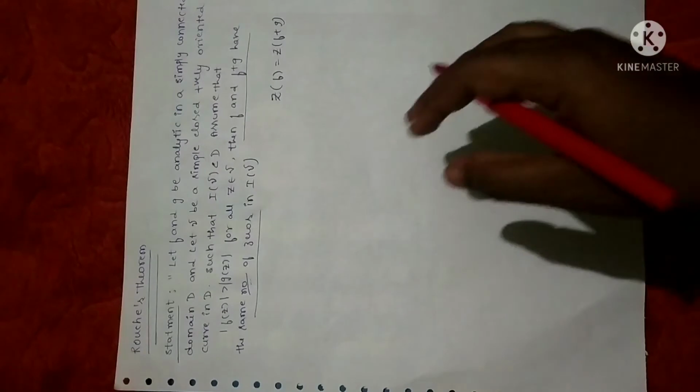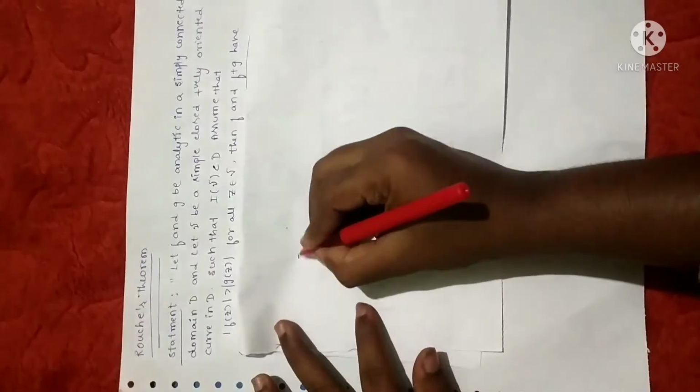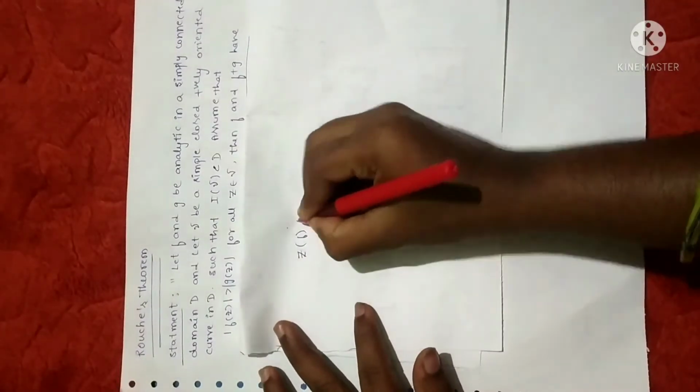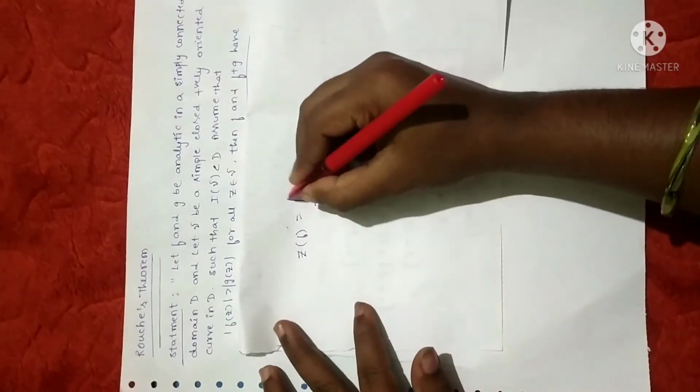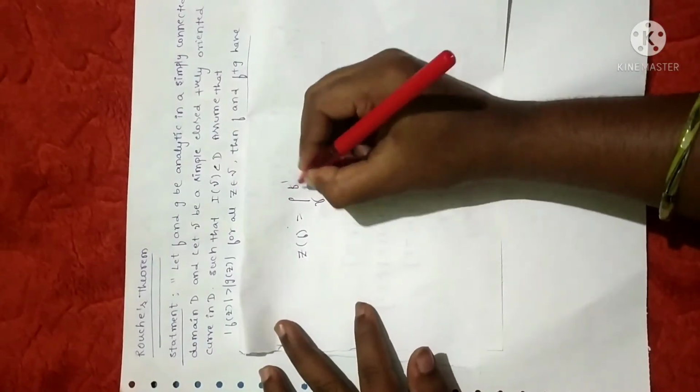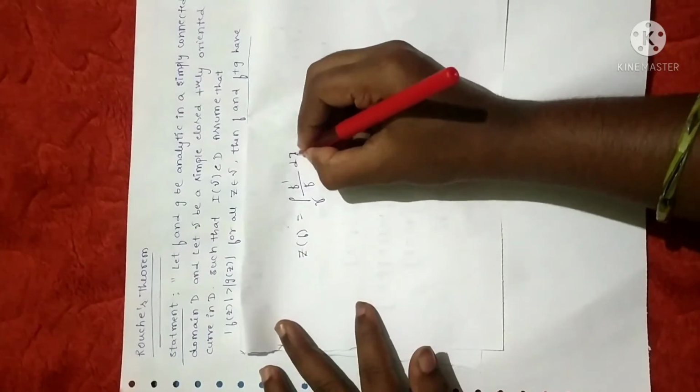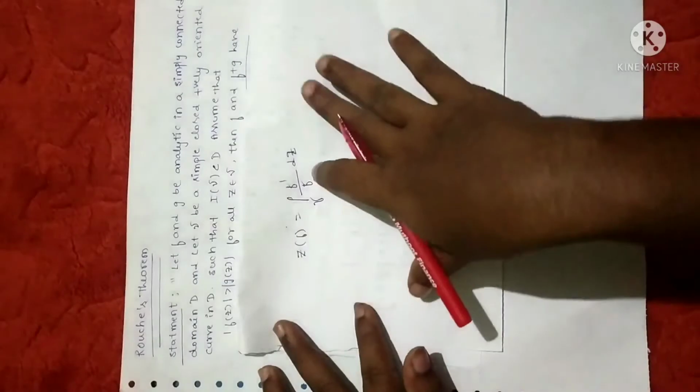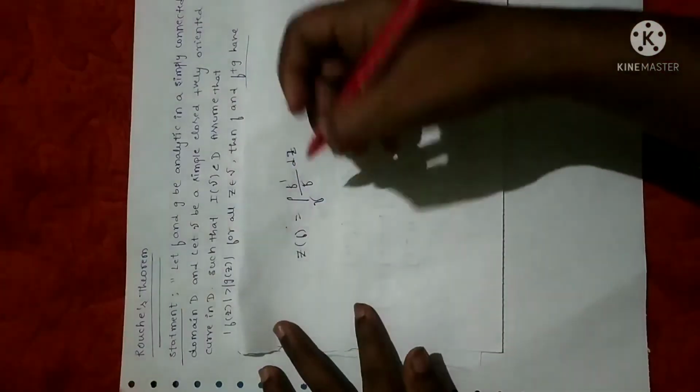So before proving this statement, I'll just give you a glance. Remember, the number of zeros of any function is none other than the integral with reference to integration of f dash by f into dz. Clear? You just remember this statement. And Cauchy's integral theorem, in the first lesson I have done.